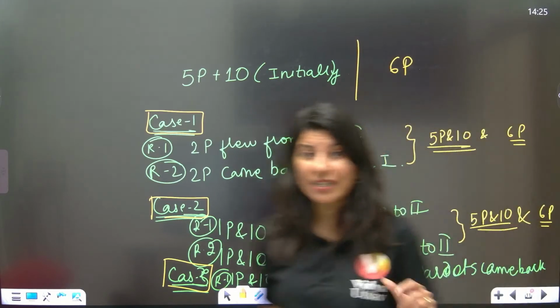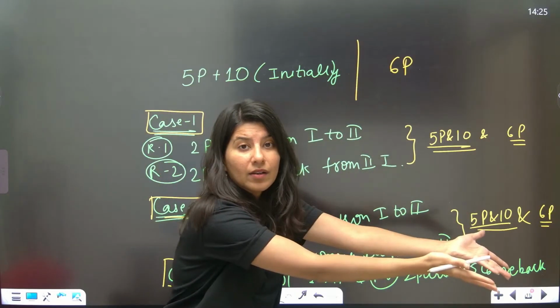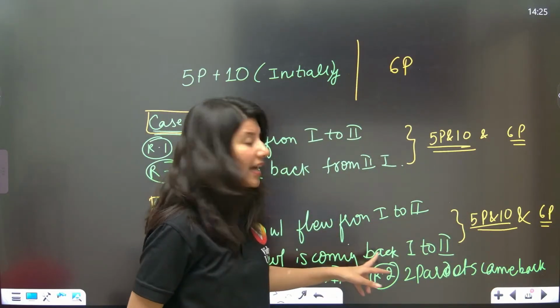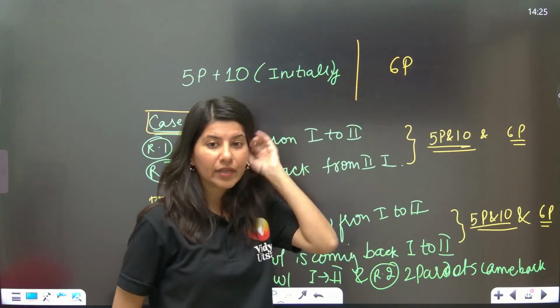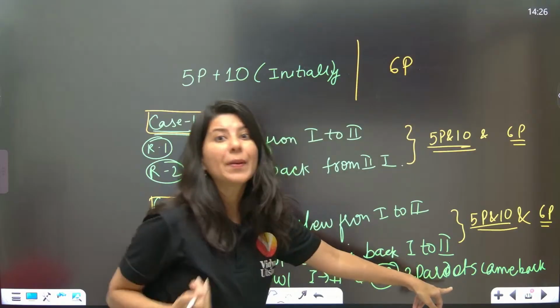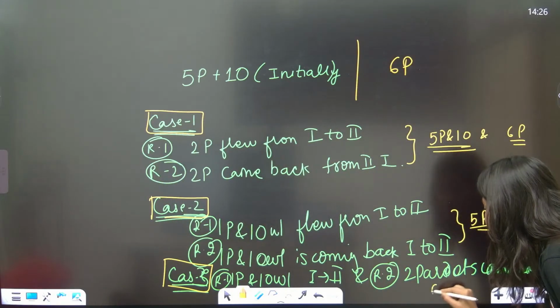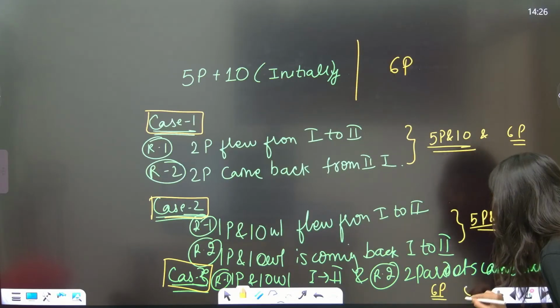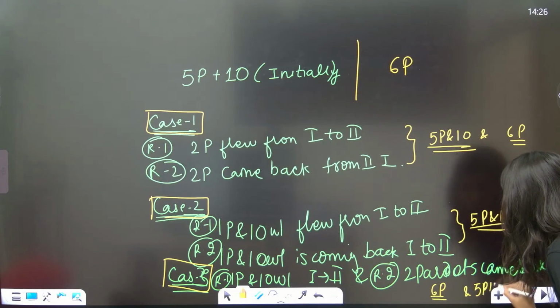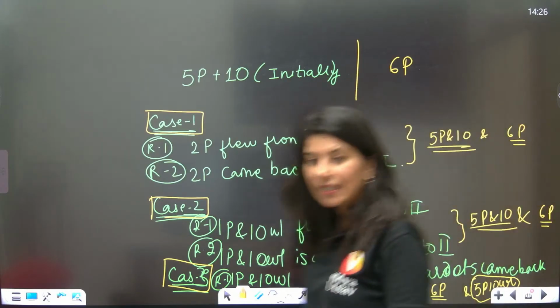But can you see case 3? 1 parrot, 1 owl flew from 1 to 2. But when it comes to coming back, 2 parrots came back. That means now cage 1 is having 6 parrots and cage 2 is having 5 parrots, 1 owl. This is what you need to understand. These are the 3 cases.